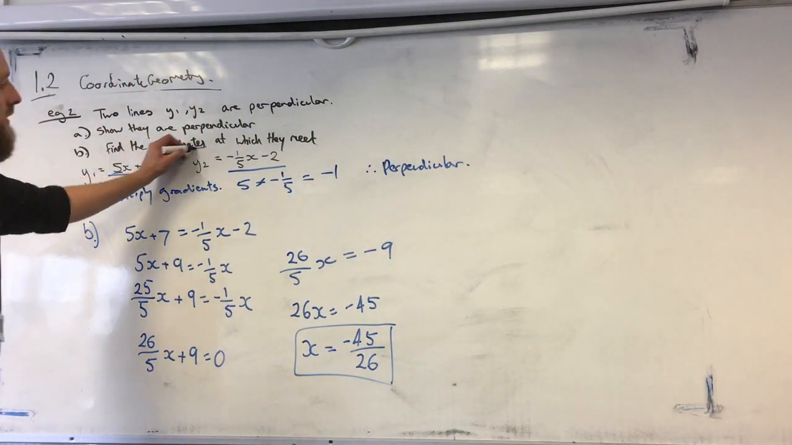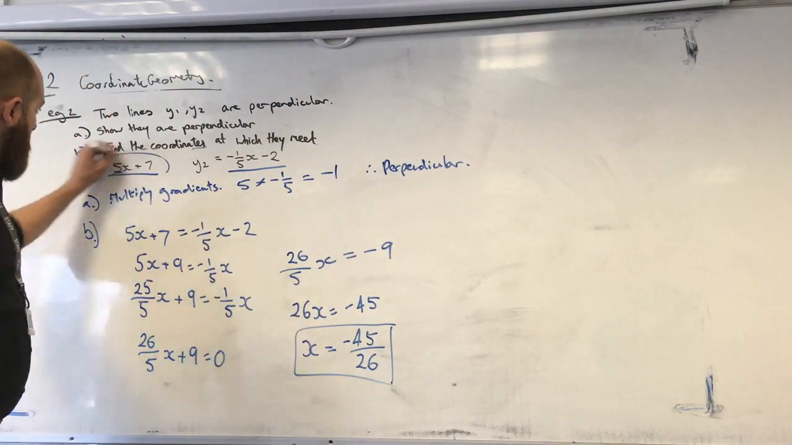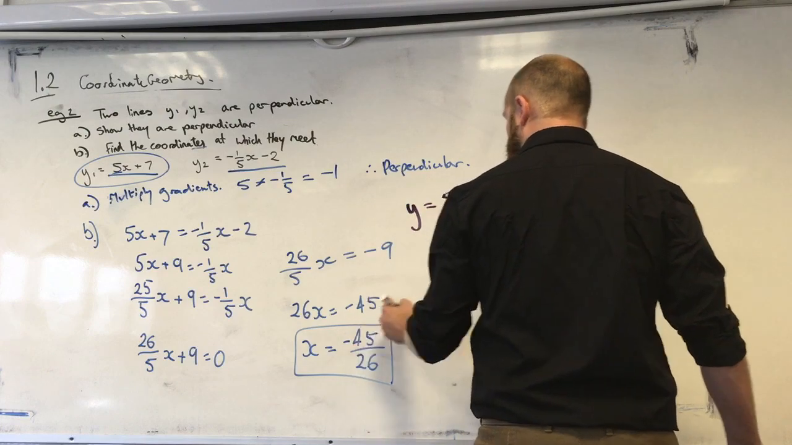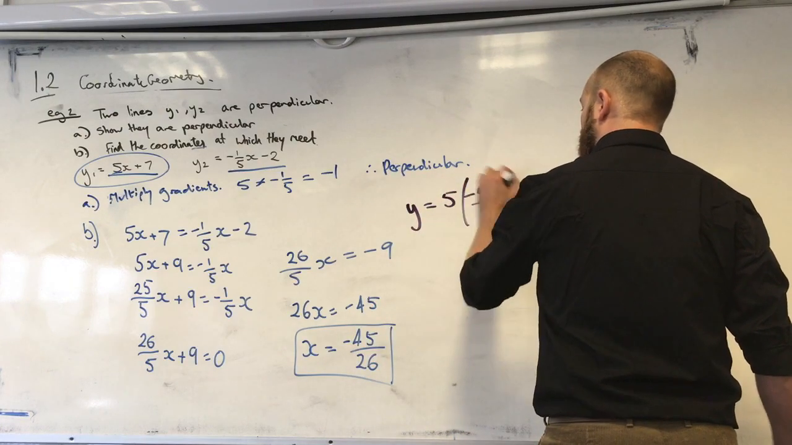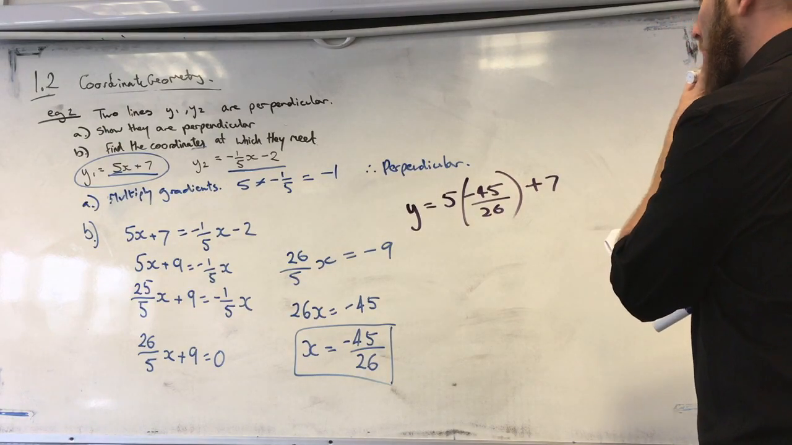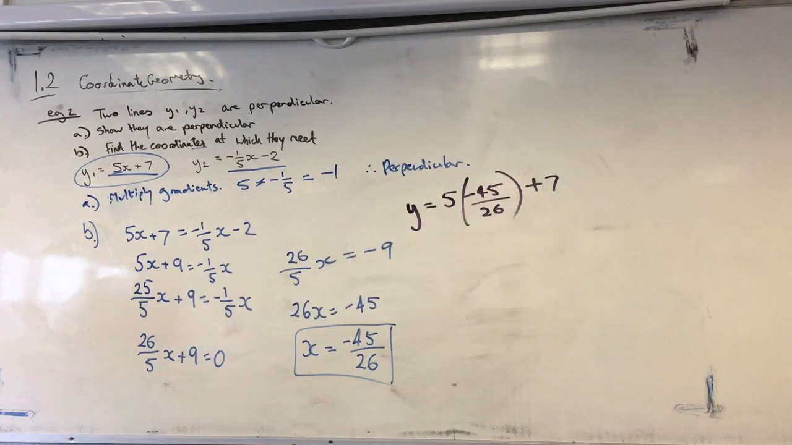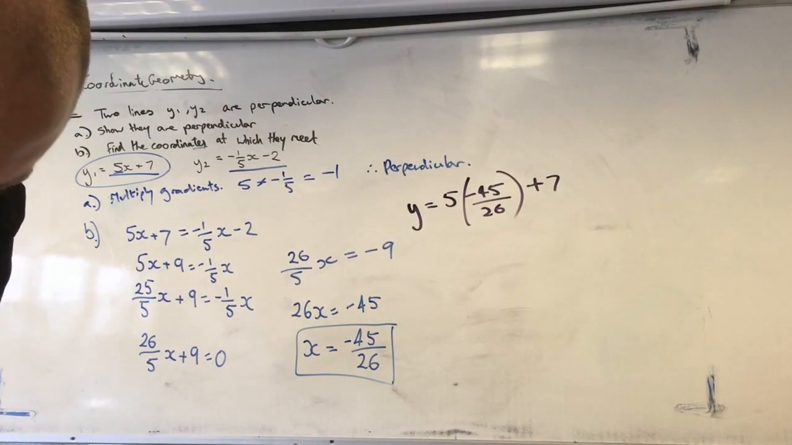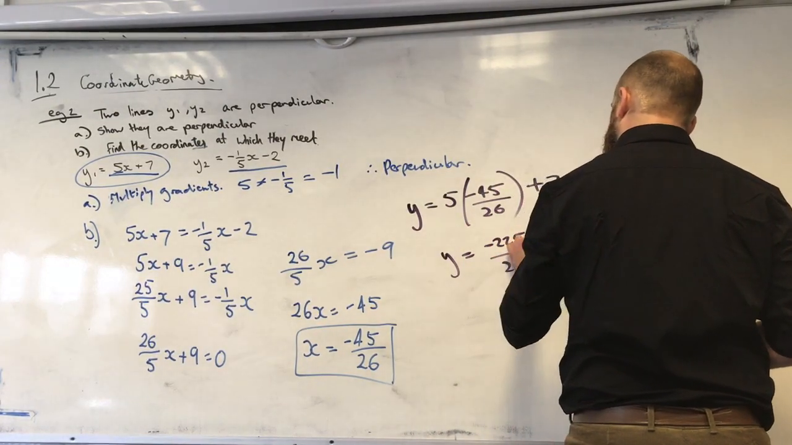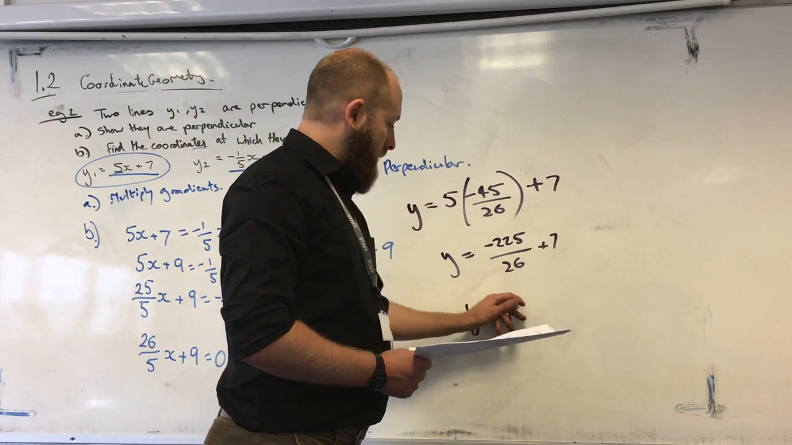Right, the last bit says find the coordinates, not just the x coordinate, so we do need to put that back into one of these to find the y value. So if we put this back into this equation, we'll get y equals 5 lots of our x coordinate plus 7. Right, so 5 lots of that is going to be something horrible I don't really fancy doing in my head. Anyway, if you times this out, you get y equals minus 225 over 26 plus 7. Use a calculator for this, it's horrible. Add those 2 together and you end up with y equals minus 43 over 26.